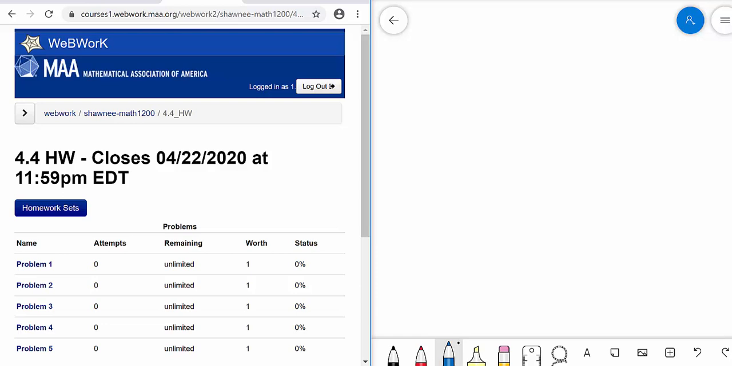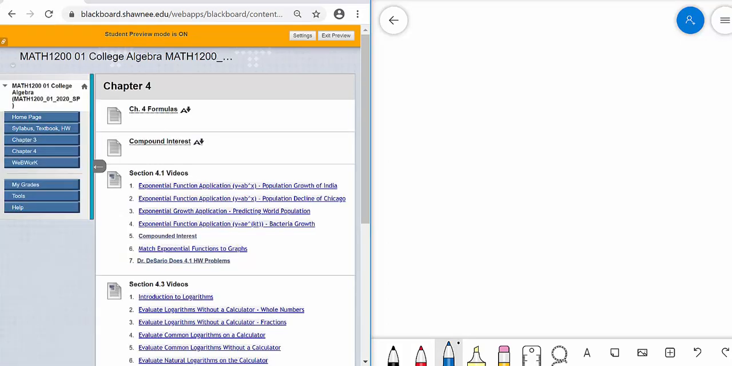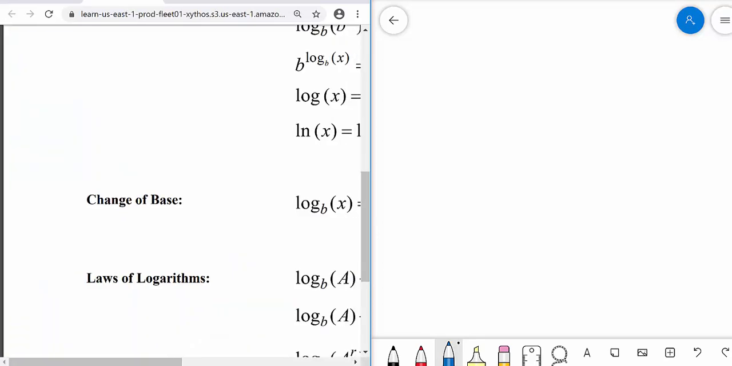In this video, I'm going to be working through the 4.4 homework exercises on web work. The three laws of logarithms that we're going to use in these problems are posted in our Chapter 4 formulas. So if you go to our class Blackboard page and click on the Chapter 4 tab, then this first link here for Chapter 4 formulas will open up.